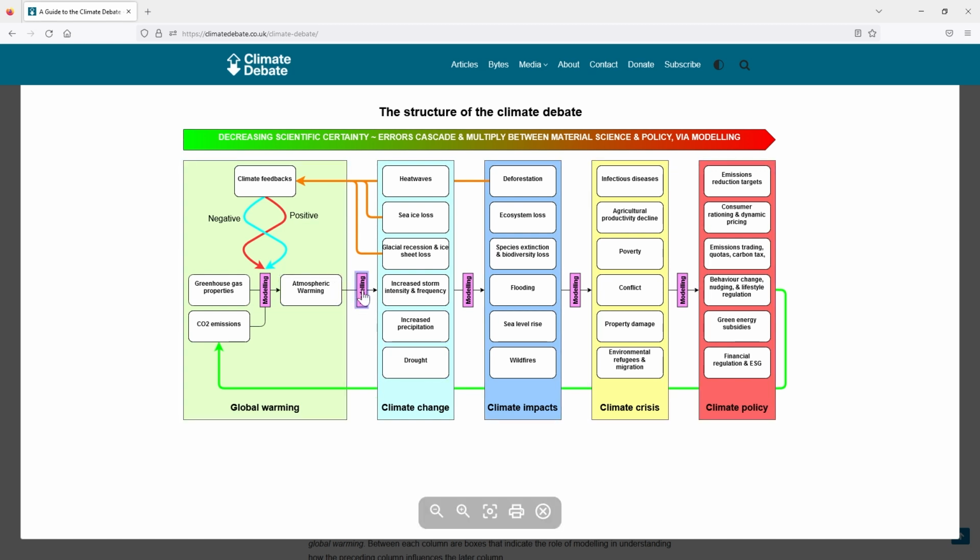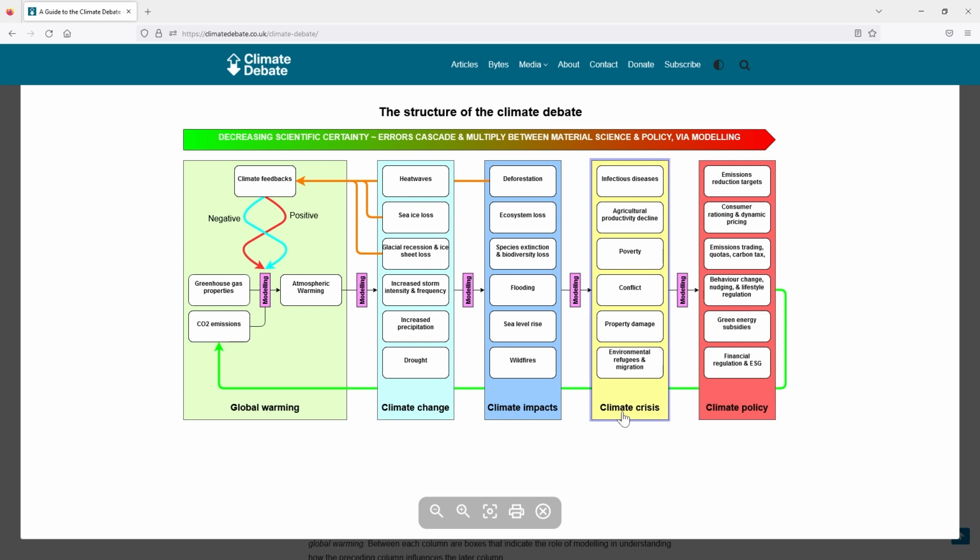So all of these claims are also joined up by modelling. I won't go into too much detail about how these are connected, but we can see, for example, that the link between global warming and climate change is often made using computer models, computer simulations, by comparing the outputs of two different simulations with different levels of CO2 in order to make the claim that climate change can be attributed to anthropogenic global warming, and similarly with these impacts, which are often driven by unrealistic assumptions.